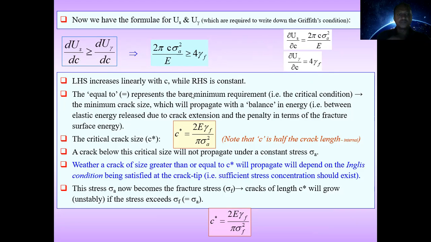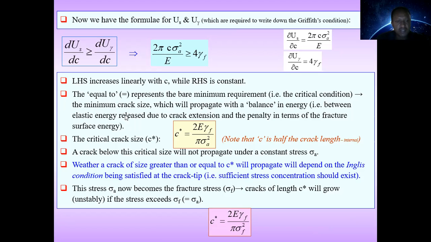So from the two, the left-hand side increases linearly with c, while the right-hand side is constant. Okay, so this one increases with c. As c increases, as the crack length increases, this will increase, and this one is constant. The equal representation is the bare minimum requirement, the critical condition.